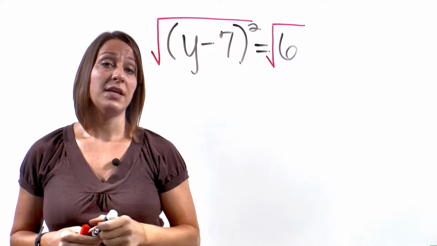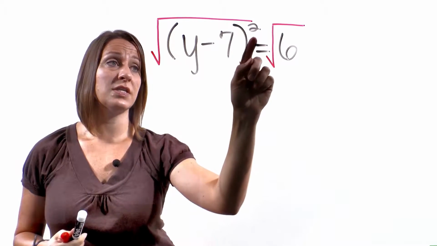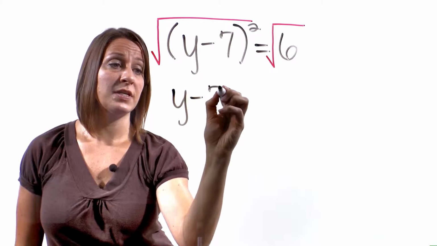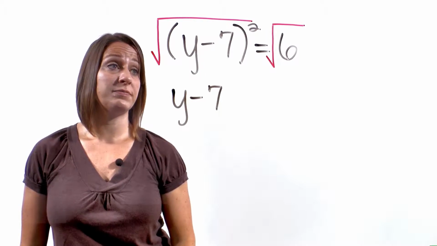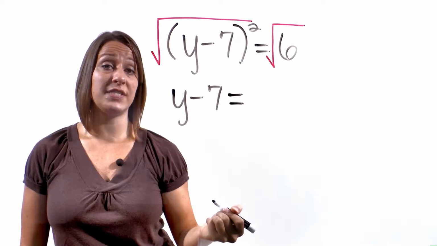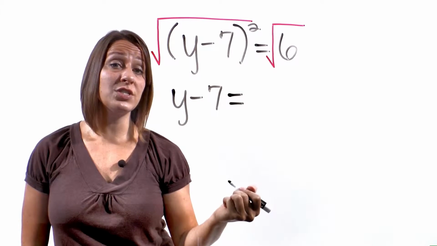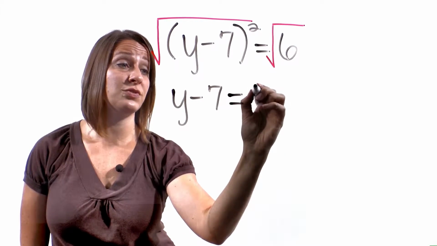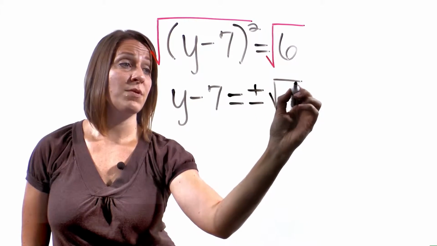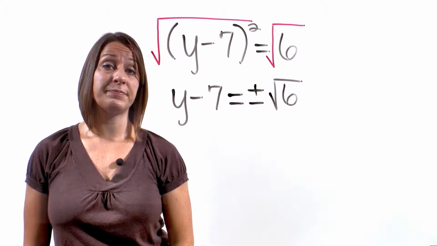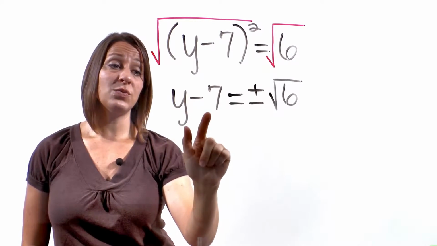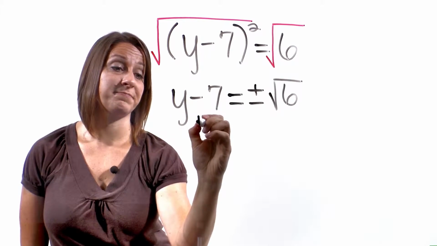On the left side, the square root symbol cancels the 2 exponent, leaving us with y minus 7. And you can drop the parentheses off. On this side, we can't really take the square root of 6 unless we had a calculator, but we do need to recognize the positive and negative roots of 6. So we'll put our plus or minus sign, but we'll keep 6 under the radical. Now we're almost finished. We still need to solve for y, so we need to add 7 to both sides.